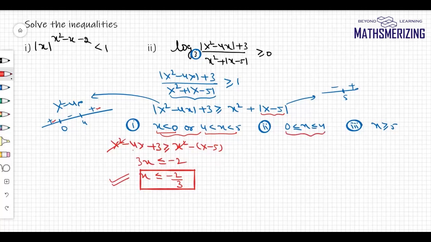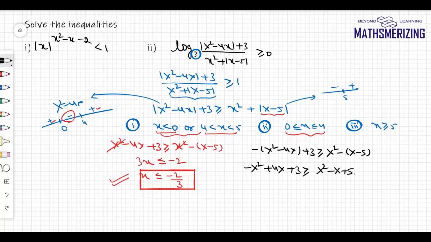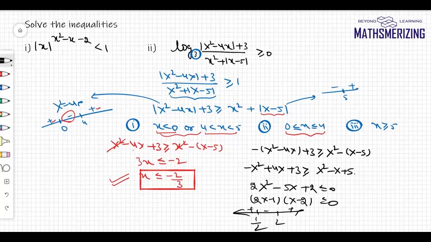Now when x lies between 0 and 4, the first expression is negative. So I'll get minus of x square minus 4x plus 3, and this is greater than x square, and here again it'll be negative. So minus of x minus 5. So I'll get minus x square plus 4x plus 3 is greater than x square minus x plus 5. If I take it on the right hand side, I'll get 2x square minus 5x plus 2 should be less than 0. So I'll get (2x minus 1)(x minus 2) less than or equal to 0. So this is 1 by 2 and 2, plus, minus, and plus. I'll need minus, less than or equal to 0, which again lies in the given interval. So from the second case, the answer I'll get is x belongs to 1 by 2 and 2.